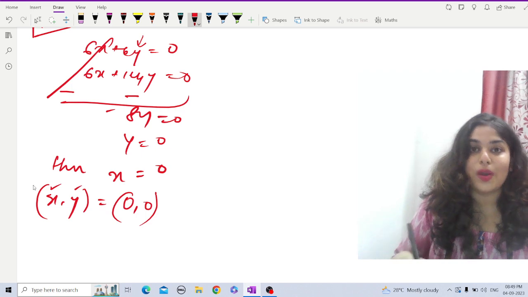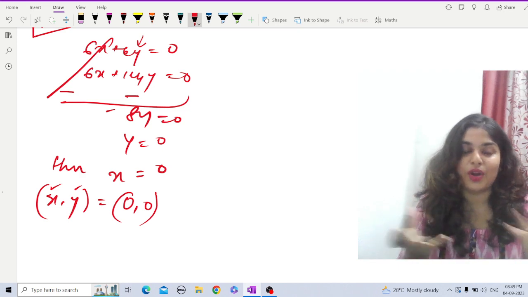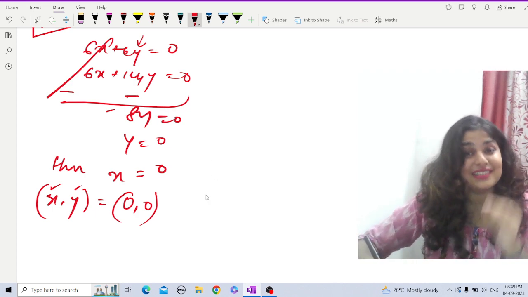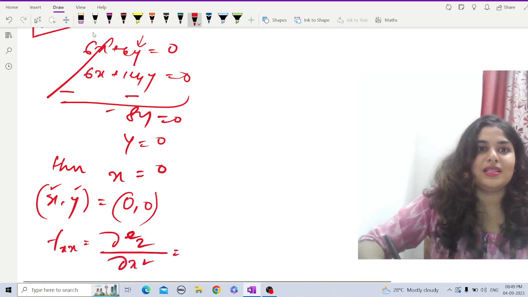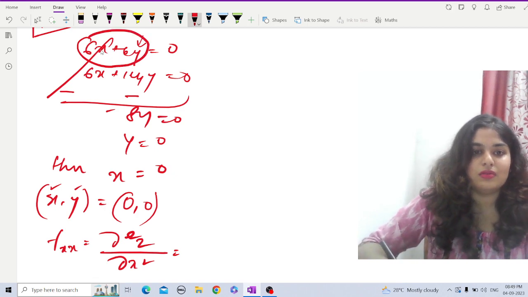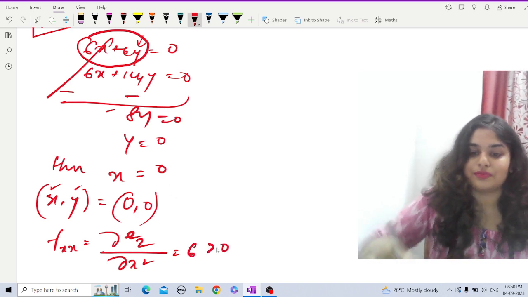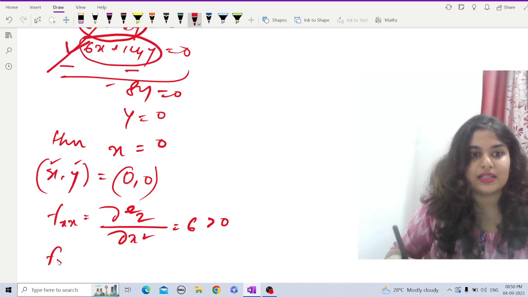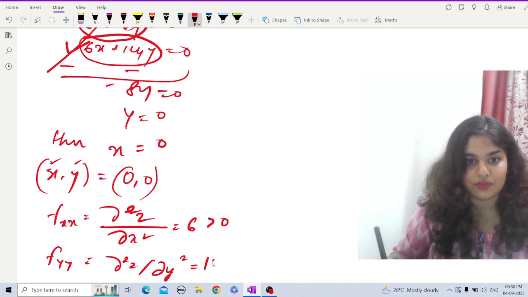Now let us check at this point whether the function is maximized, minimized, or whether we have a point of inflection or saddle point. For that, we need to check our second order conditions, and for that, we need second order derivatives. So, fxx is equal to what? Delta 2z by delta x square. This is our fx, so I can directly write it down. fxx, with respect to x, is 6, positive. Again, if I take the derivative with respect to y, that is fyy, delta 2z by delta y square, that is equal to 14, which is again positive.